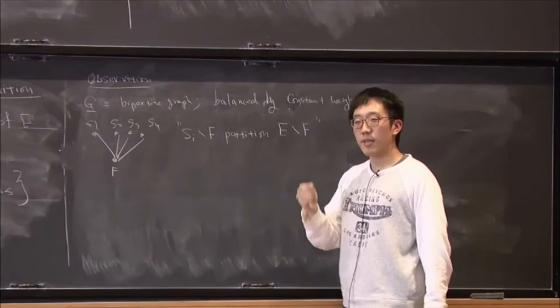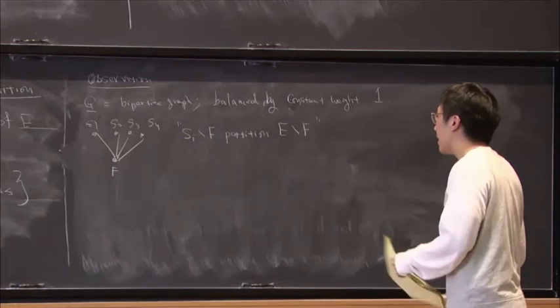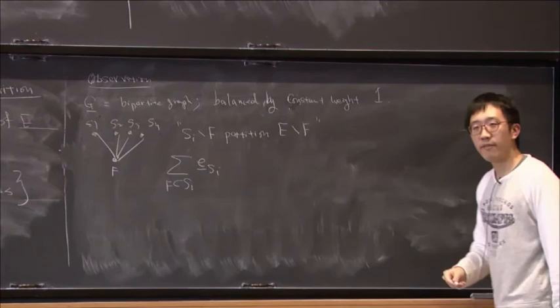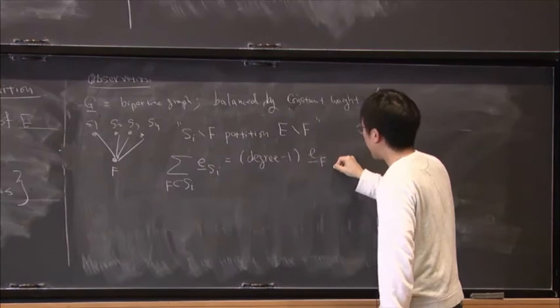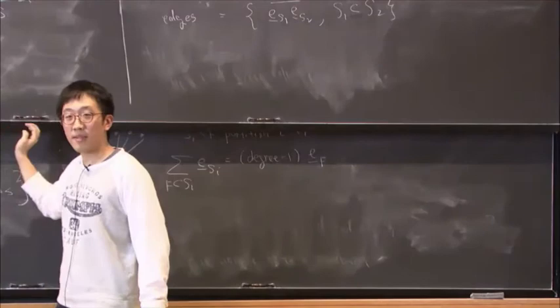In other words, if you pick any element not in F, there is a unique S_i among its neighbors which contains that element. Or if you express this in another way, it says that if you take the sum of all the e_{S_i} over all the S_i containing the given F, then that is a multiple of e_F. In fact, that multiple is degree minus 1. Remember that if you take the sum over e_0, e_1, ..., e_N, then it's 0 by construction. So the expression written here is the same as this.